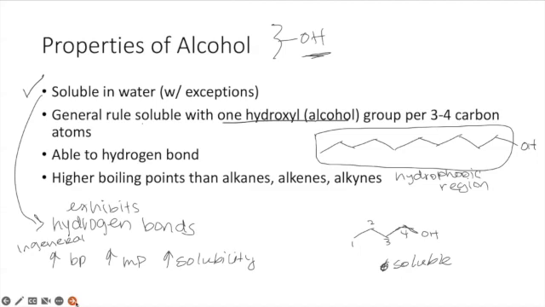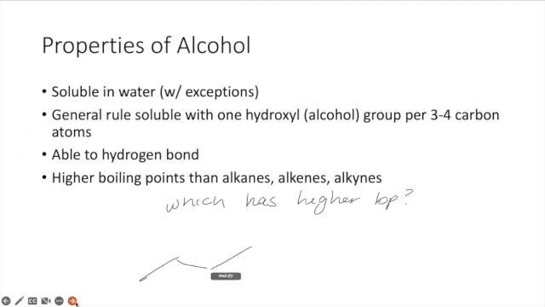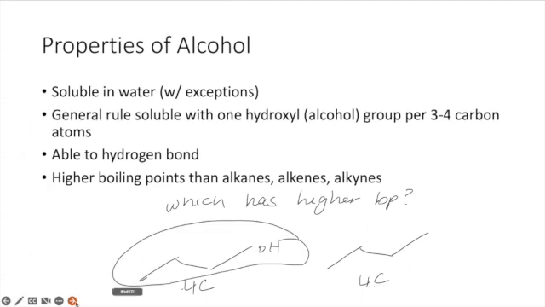Because they have good solubility, and they have those hydrogen bonds, they have higher boiling points than alkenes, alkynes, and alkanes. For example, if I were to ask which has a higher boiling point, comparing 2 4-carbon structures, but one has a hydroxyl group, the group with the hydroxyl has the higher boiling point.